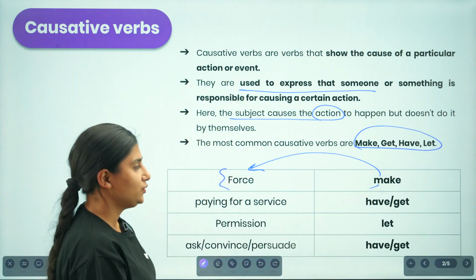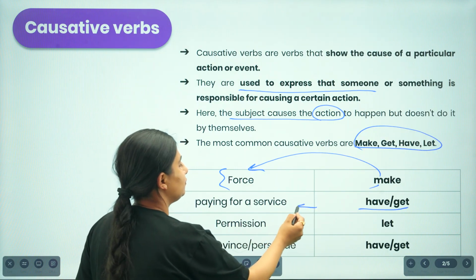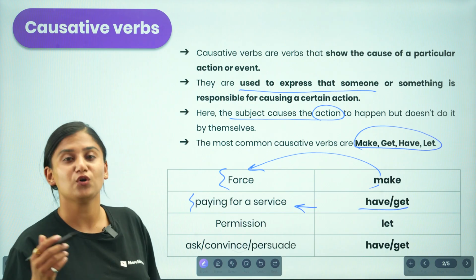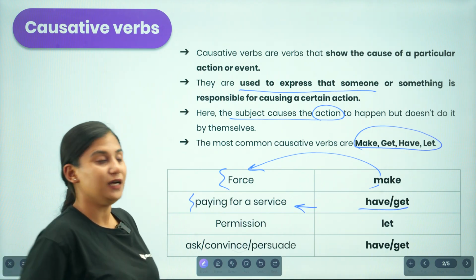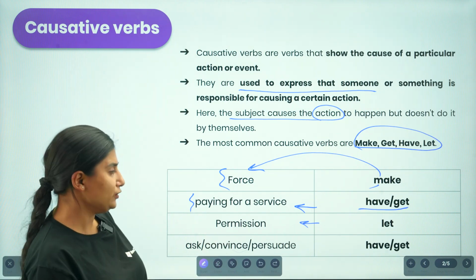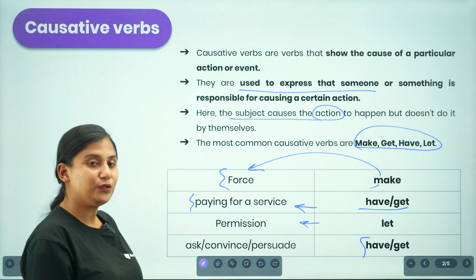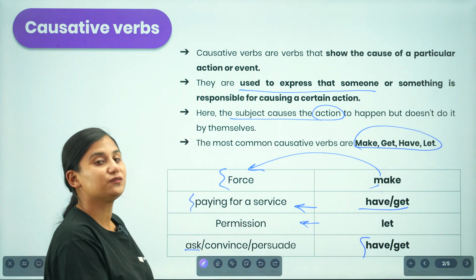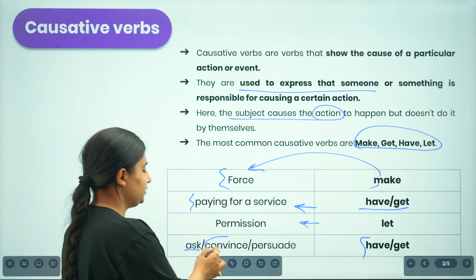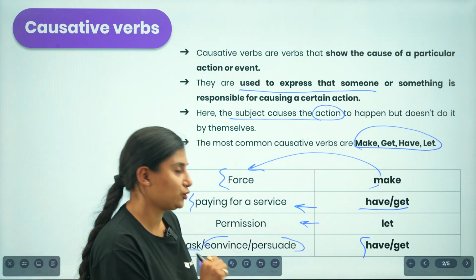So moving on, we use have or get as a causative verb when we ought to talk about the idea of paying for a service, and we use let when we refer to the idea of giving permission or permitting somebody to do something. Similarly, we can use have and get when we talk about ideas like asking for permission in order to make something happen, or in order to convince or persuade people.